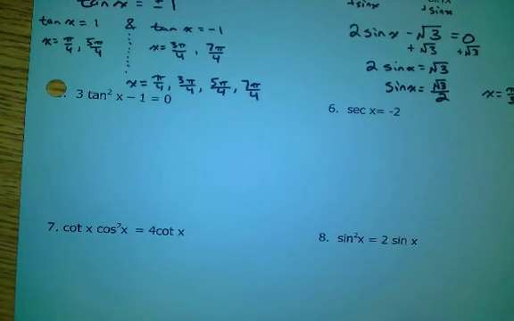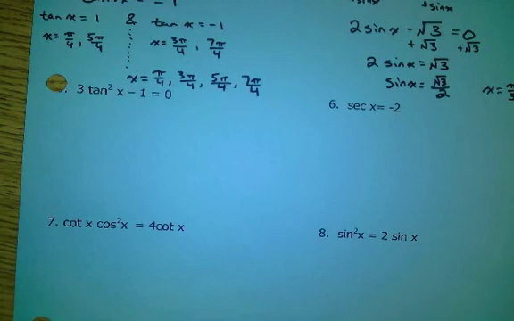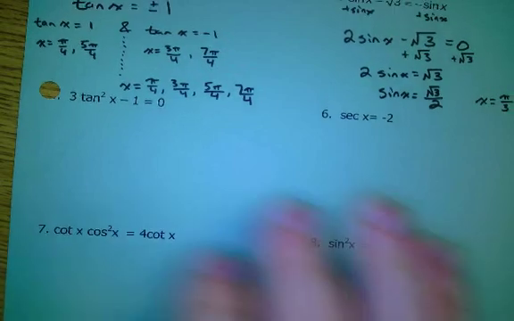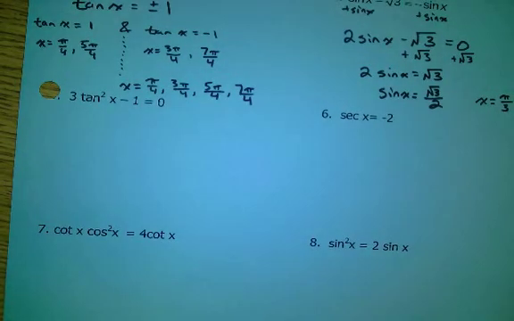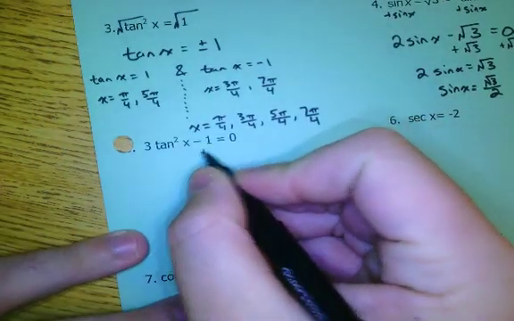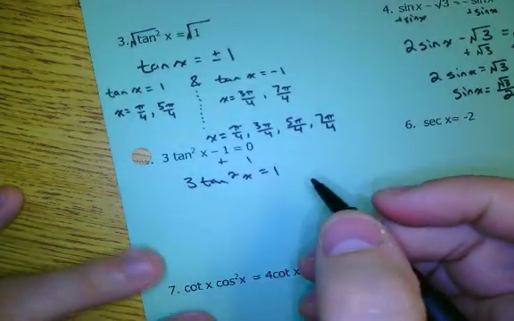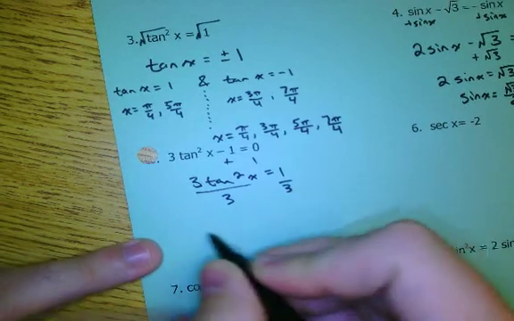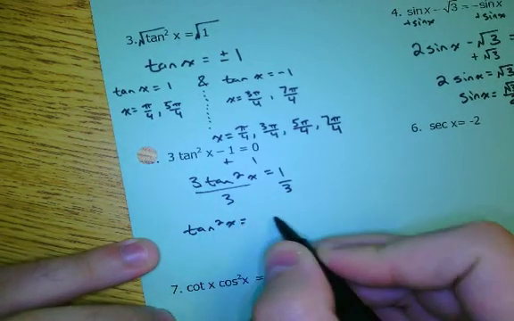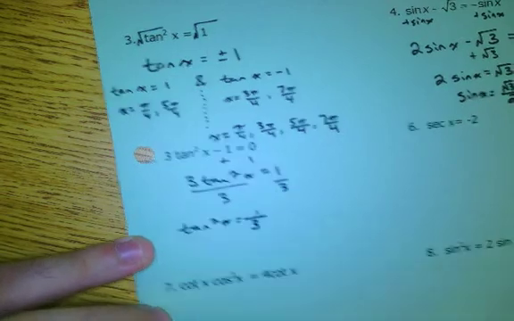Alright, next one. The tangent one. How do we get tangent by itself? You add. Actually, why don't you try this one by yourself? If you're watching this on YouTube, please hit pause now. Okay, so to do this problem, what's the first thing you all did? Add 1. Boom. 3 tan squared x equals 1. Then what? Divide by 3. So you're going to get tan squared x equals 1/3. Now what?